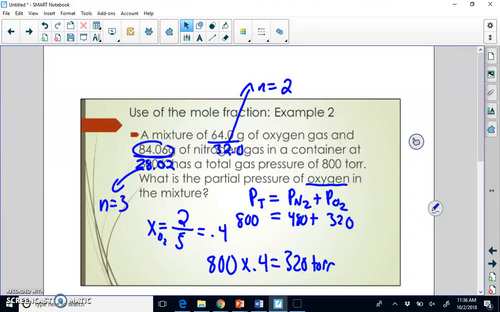But again, the multiple choice loves these types of questions. Again, if you need to find the partial pressure of a gas, you find its mole fraction, and just multiply it by the total pressure.